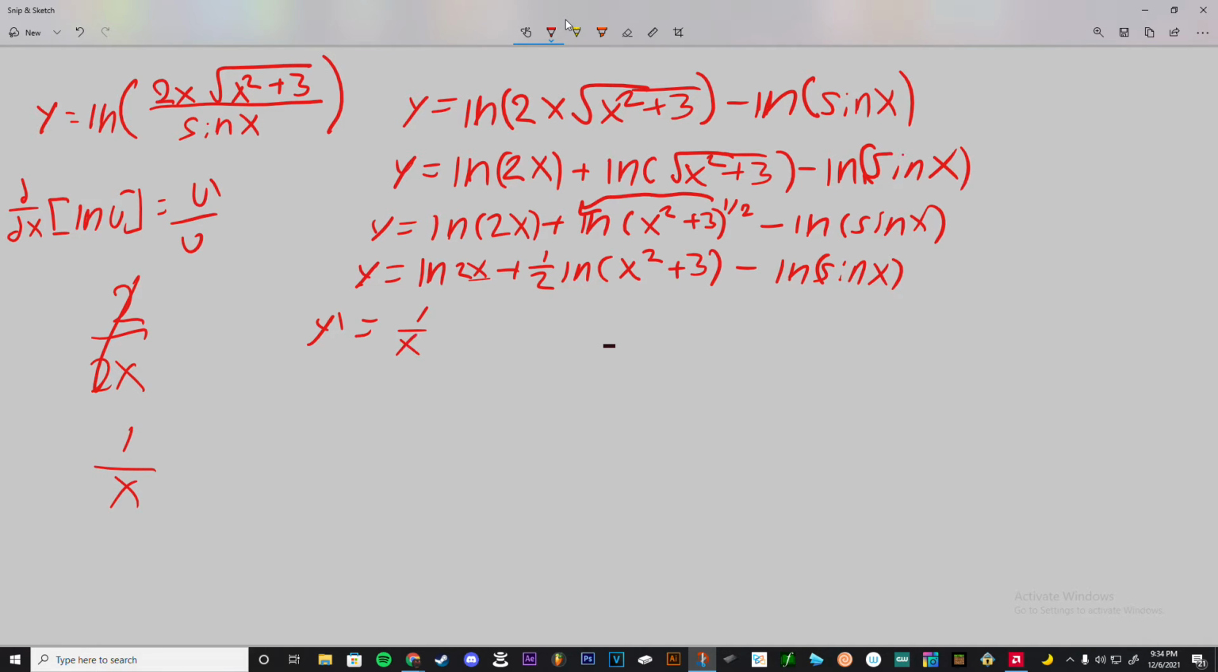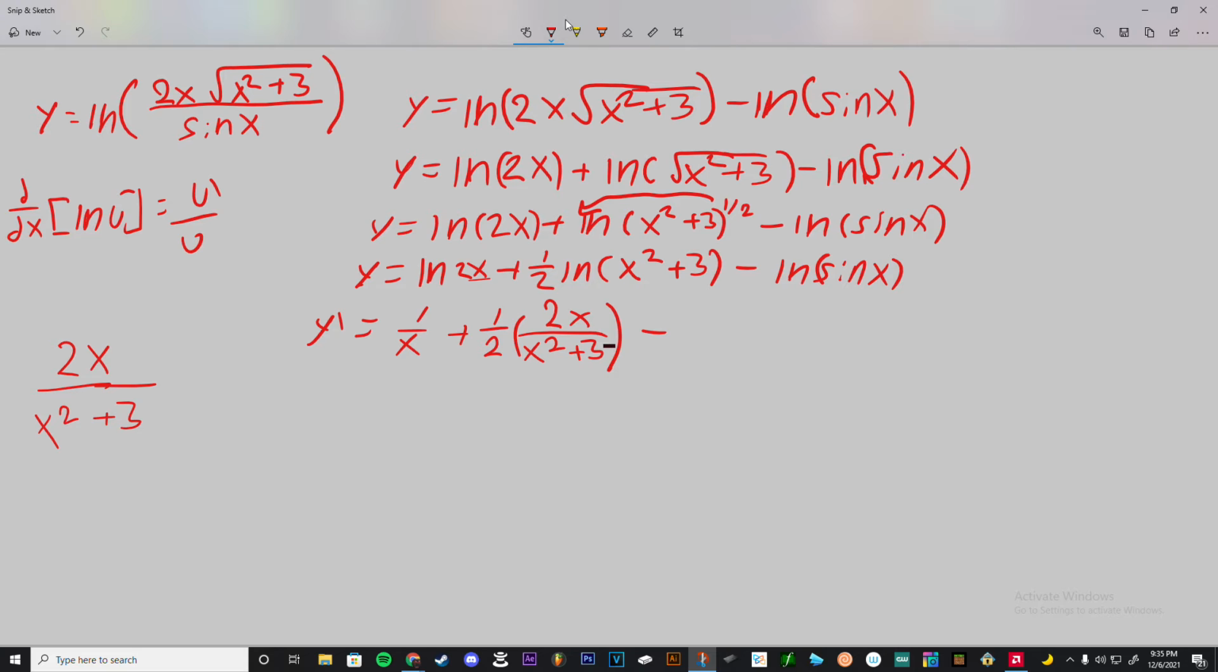So you have 1 over x plus 1 over 2 multiplied by, now let's do it again. So here you have x squared plus 3. So then that's a 2x, and then the 3 becomes a 0, over the original argument, which was x squared plus 3. So then just place that here. And then minus, so we have sine x here.